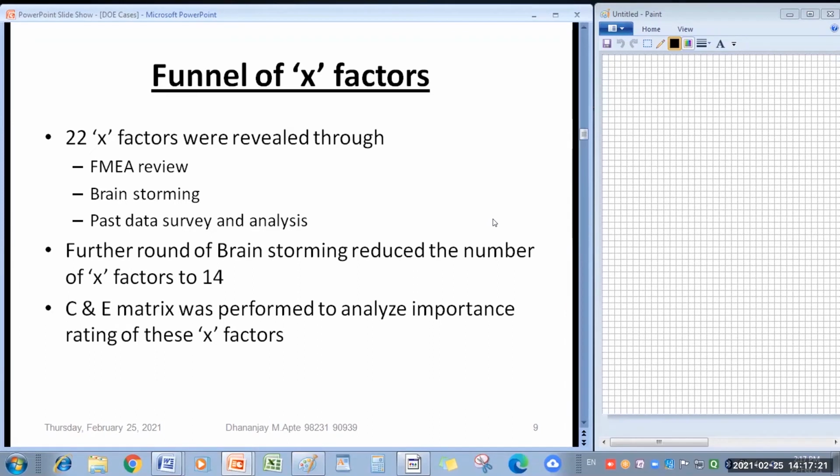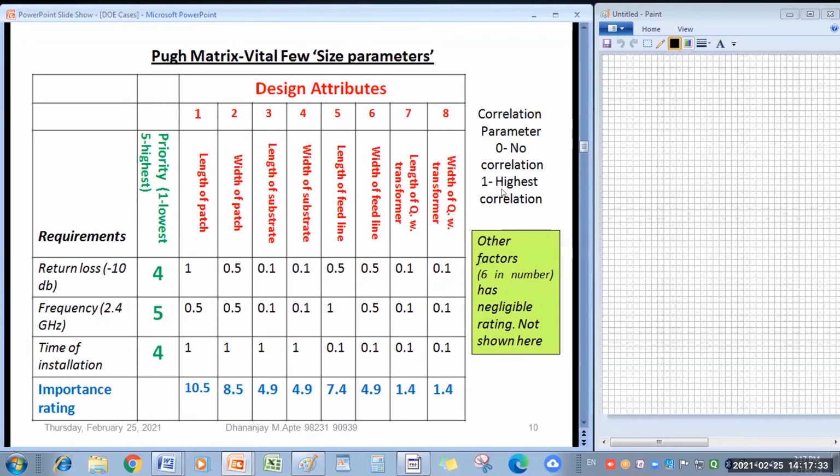Now, a cause and effect matrix is performed to analyze the importance rating of these X factors. So I will show you how this cause and effect matrix works. Look here. What we did, we wrote the requirements from the antenna on the left hand side: return loss, frequency, time of installation. We wrote a priority of these requirements. 5 is the highest priority, 1 is the lowest priority. In accordance with this priority, we are going to analyze further.